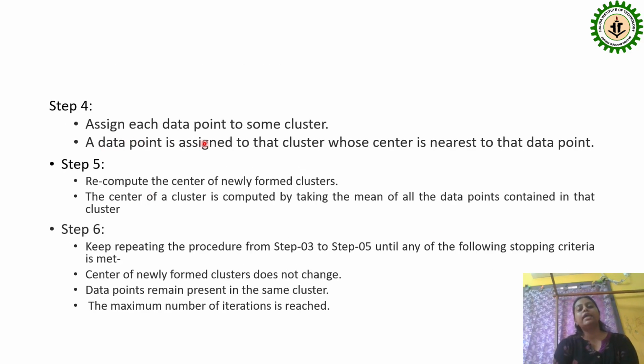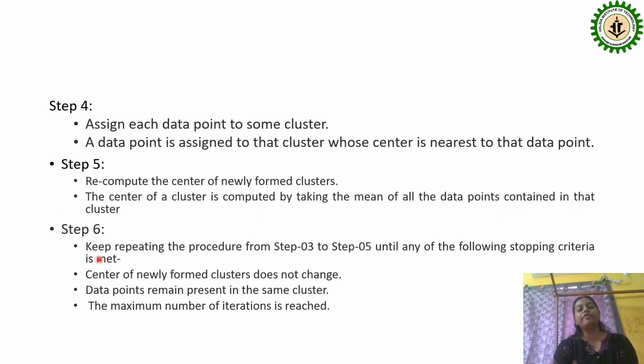Next, assign each data point to a cluster. A new data point is assigned to the cluster whose center is nearest to the data point. Step 5: recompute the center of the newly formed clusters. Now, why are we recomputing? As I have told you, K-means clustering follows an iterative approach. That's why we recompute the center of the newly formed clusters. The center of a cluster is computed by taking the mean of all data points contained in that cluster.